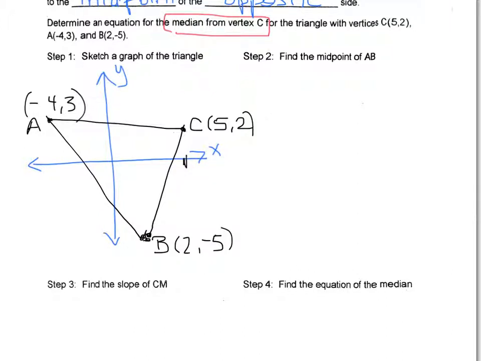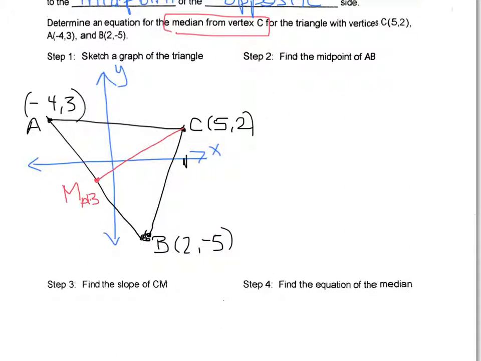And when I'm thinking about this median I'm trying to solve for, I'm going to sketch it. It's going to start at vertex C, and it's going to go across the triangle and hit the midpoint of the opposite side. So approximately there is the midpoint, and that's the median. So that red line is the median that I'm solving for the equation of, from vertex C to the midpoint of the opposite side. This point right here, the red point, is the midpoint of AB.